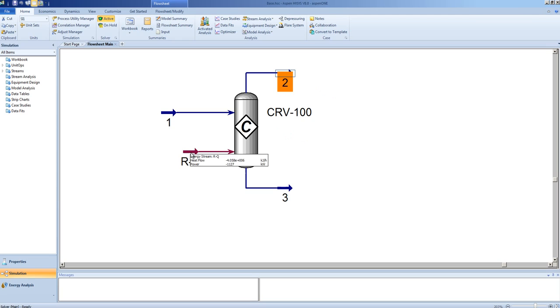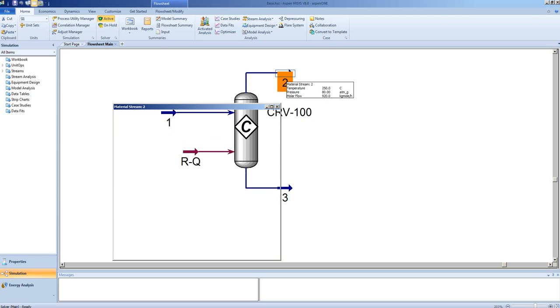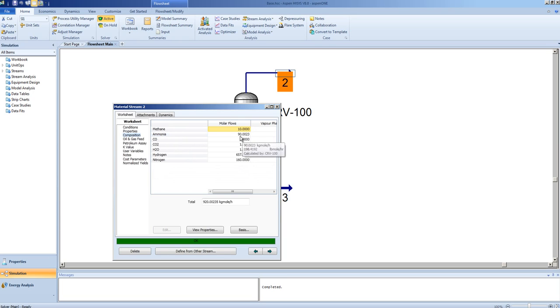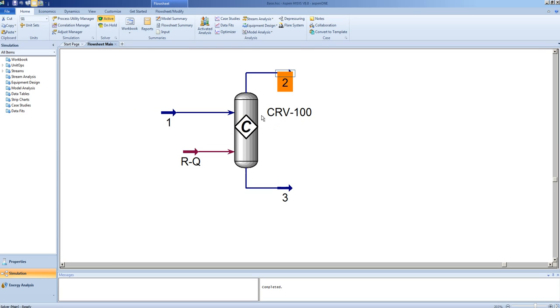Note, however, that though the reaction is taking place at a lower temperature, you have not changed the outlet composition, as temperature and pressure now have no effect on the predicted outlet composition.